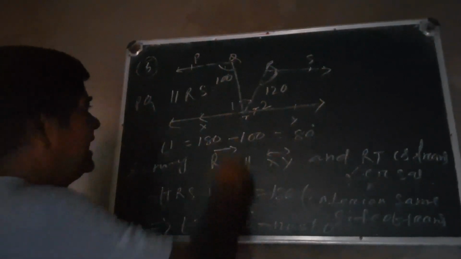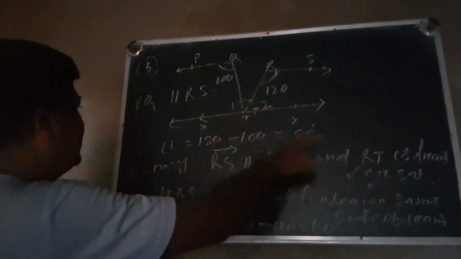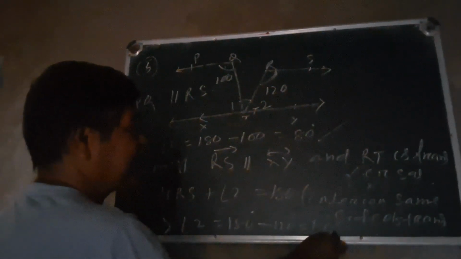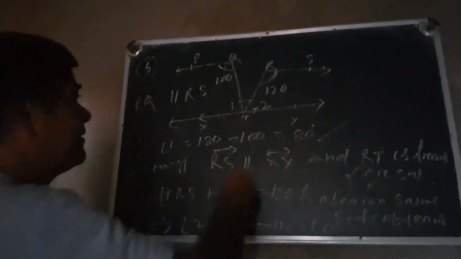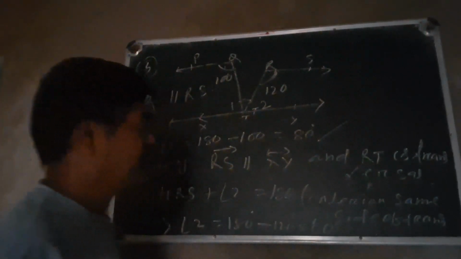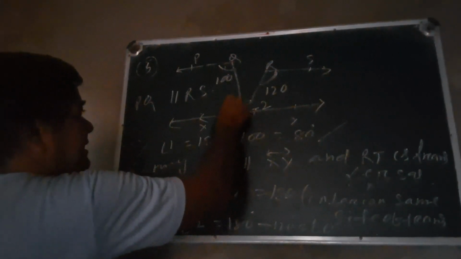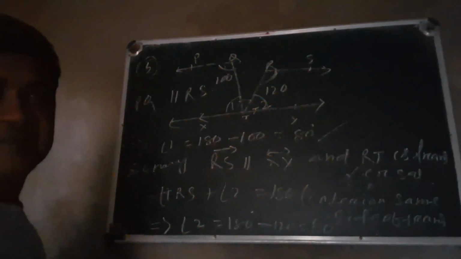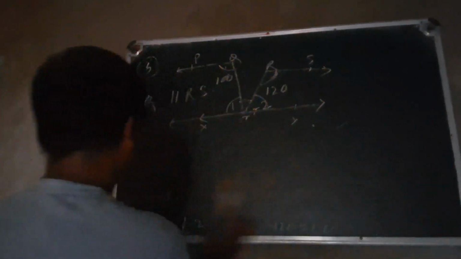That implies angle 1 is found out to be 80 degrees. Angle 2 is found out to be 60 degrees. Now let us see, angle 1, this one, is 80 degrees. This one is 60 degrees. Proceed further.